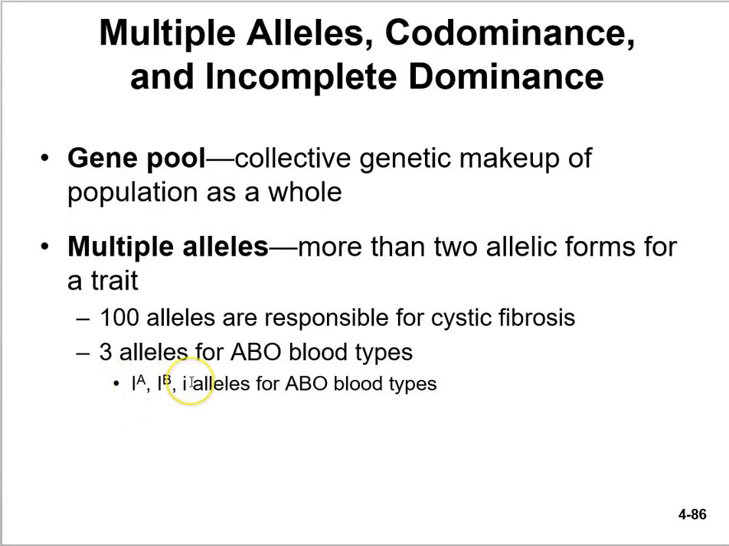In this case, because there's multiple alleles, they use a big I here, or a little I, as a representative of the gene for blood type. And then the A, B are both dominant. O is recessive.